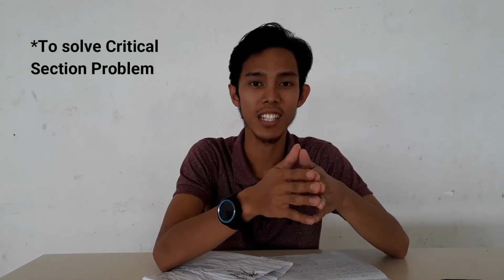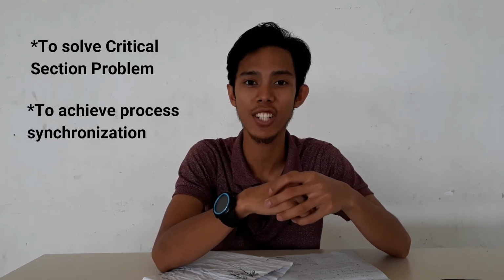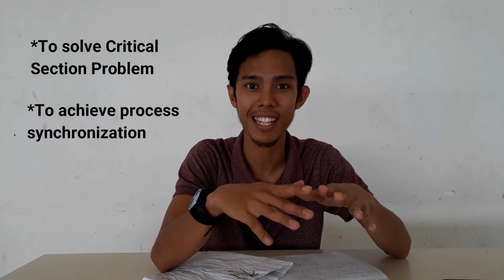What about semaphore? Semaphore is an integer variable which can only be accessed via two indivisible atomic operations, which are wait and signal. This is to solve the problem in the critical section, and also to achieve process synchronization in a multiprogramming environment. Now let's talk about semaphore usage.